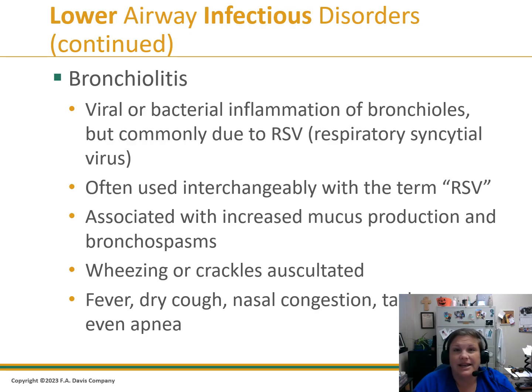With this, the most hindering to the respiratory function is the excessive mucus that's produced and the spasms that occur in the bronchioles. So these bronchospasms combined with increased mucus production is what is interfering with the child's ability to have adequate ventilation.